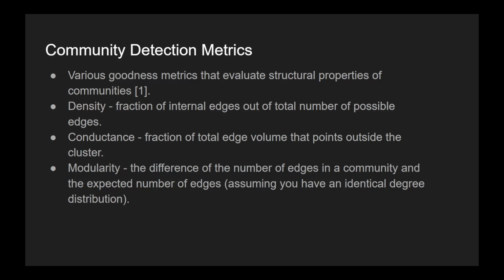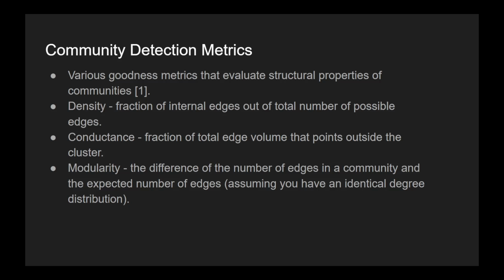Conductance looks at the total edge volume that points outside the community, and communities are sometimes called clusters. So this takes into account both the internal edge density and the outgoing edge density. And in this case, because with community detection we want there to be few edges pointing out of the community to other different communities, the lower this value is, the better. The value of 0 would be ideal because we want the community to be disconnected from the rest of the graph.